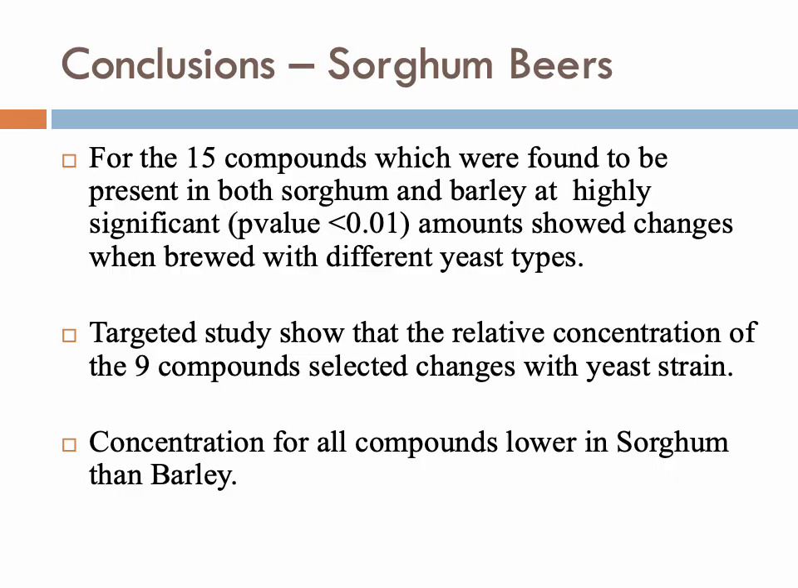The other thing that we noticed is that there is an impact by yeast strain, but overall, the sorghum concentrations were lower than that of the barley. And I think I have a couple reasons for that, right? Sorghum, we don't get as much sugar out of. It's harder to extract. The yeast isn't used to it, right? There's a variety of reasons for that. It just doesn't work as well.